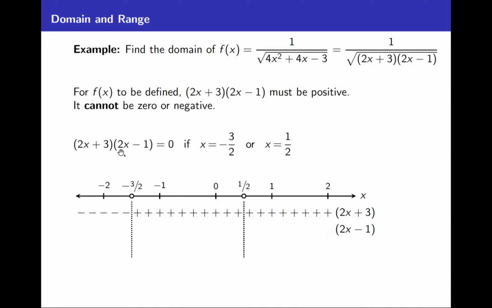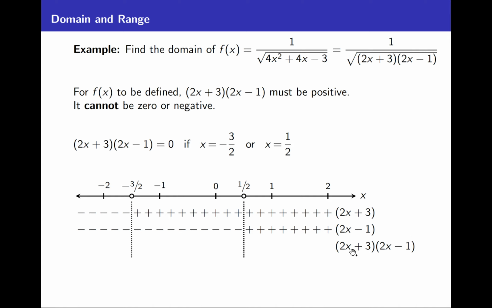We do the same thing for the other factor, 2x minus 1. It's equal to 0 when x is equal to 1/2, but if x is to the right of 1/2, like if x is equal to 1, 2 times 1 minus 1 is going to be positive. So we're going to put positives here to indicate that for all of these values of x to the right of 1/2, 2x minus 1 is positive. And then on the other side of 1/2, for any of these values of x, 2x minus 1 is negative.